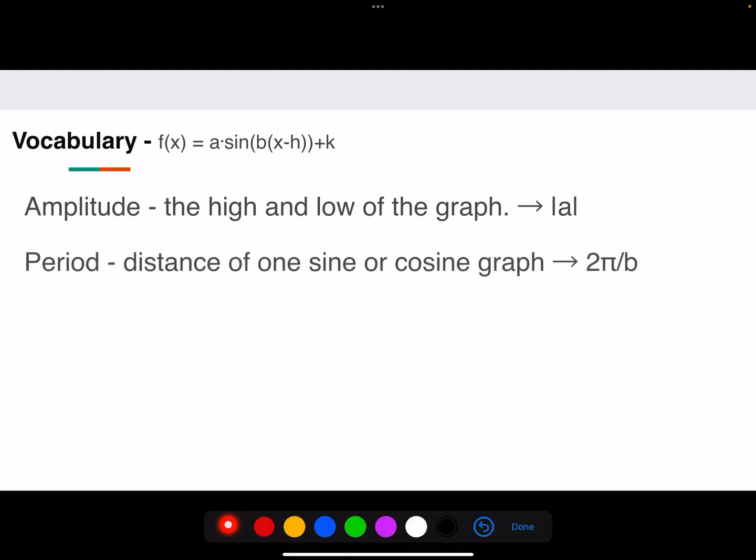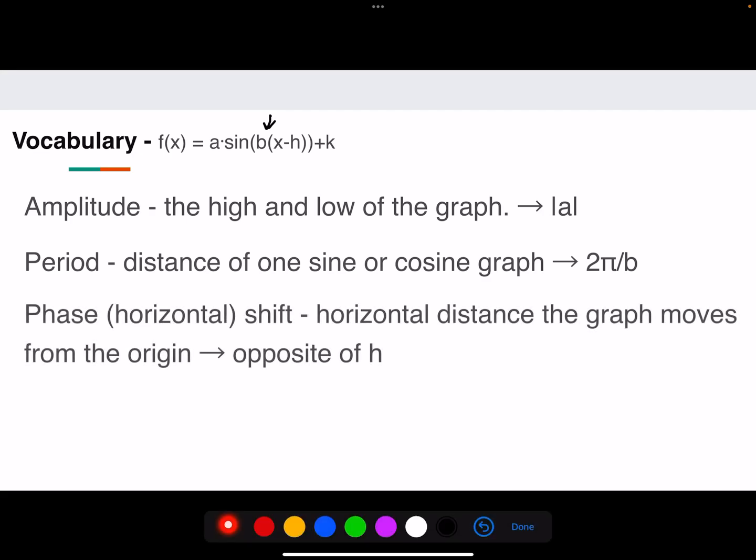The period is going to be the distance for it to make one sine or cosine graph. So for it to make a cosine graph, I want to know the distance from here to here, and that's what the period's going to be. And we just find that by 2 pi divided by whatever is there.